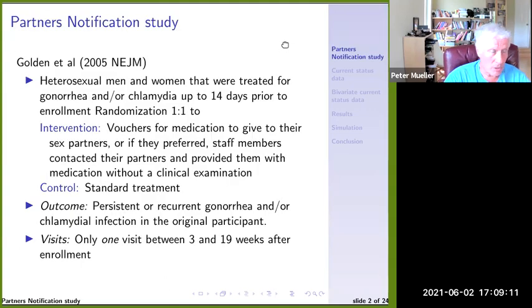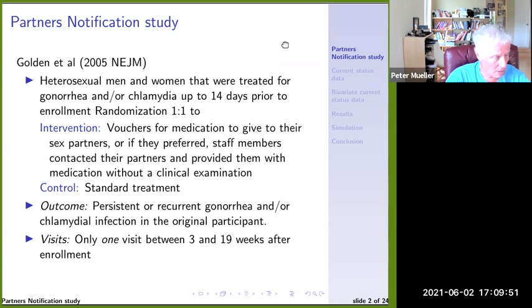So our data comes from a big study that enrolled, I think it was like 1,800 patients. Those are patients who were treated for gonorrhea or chlamydia, so after treatment, they are symptom-free. There are two treatment arms: either they just get the standard treatment, or they get standard treatment and some version of partner notification. And the question is whether that intervention changes the distribution of time to reinfection or time to recurrence of the disease.